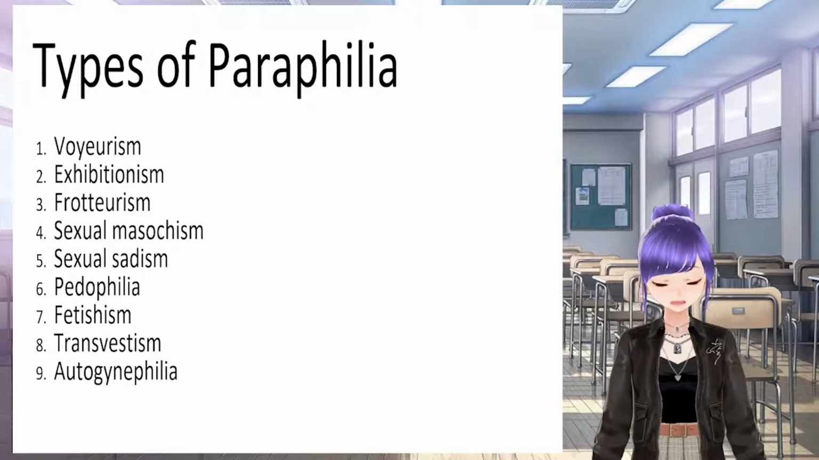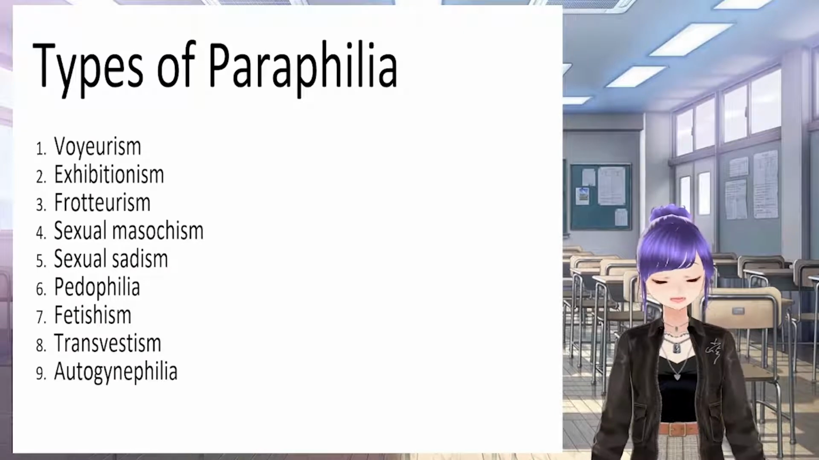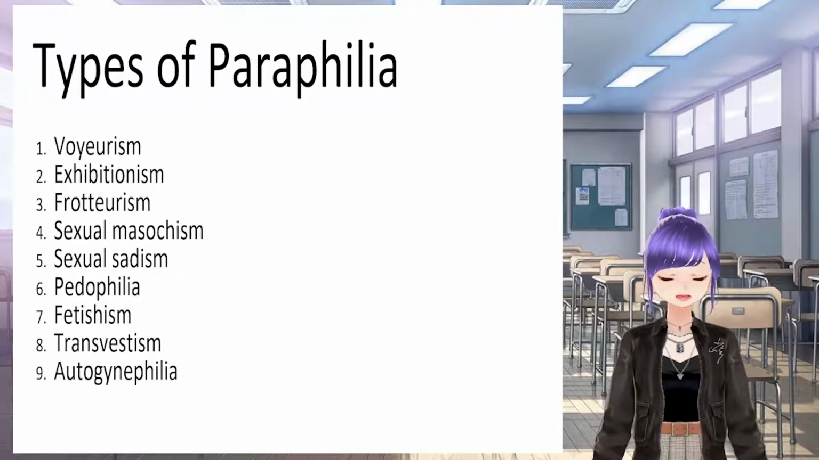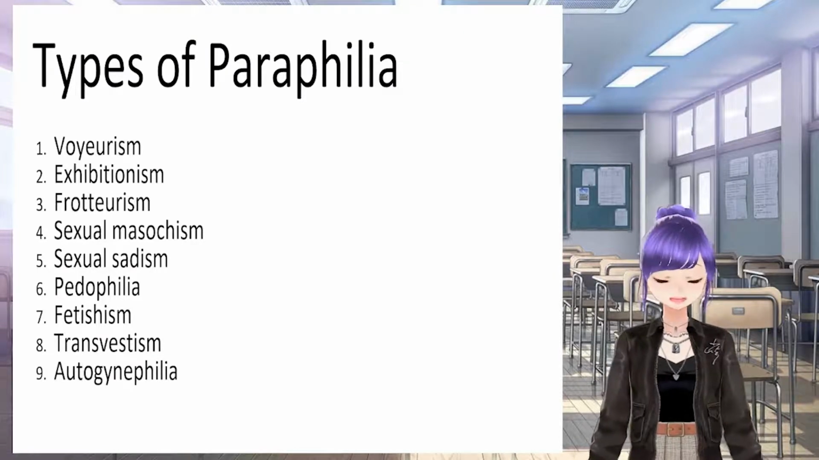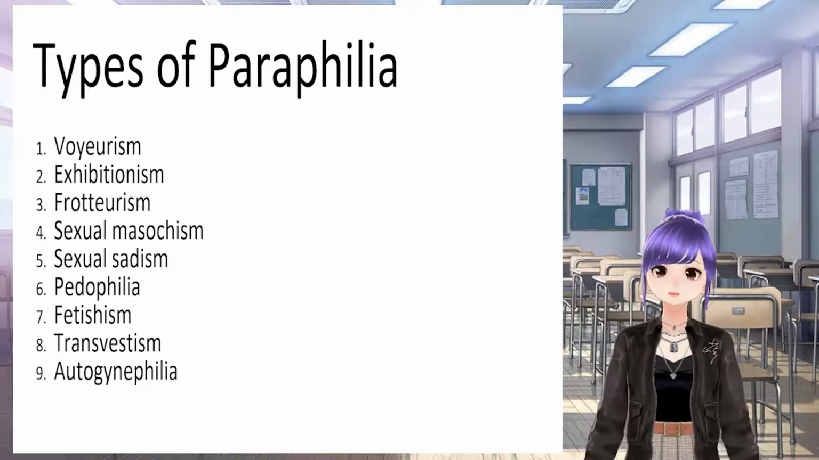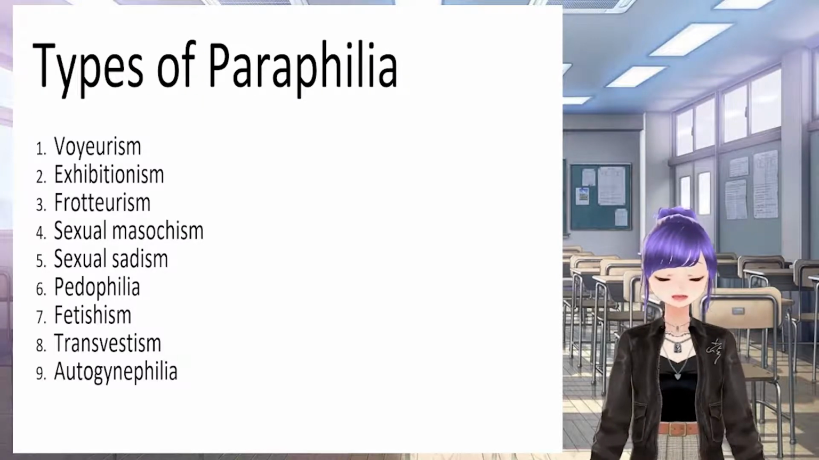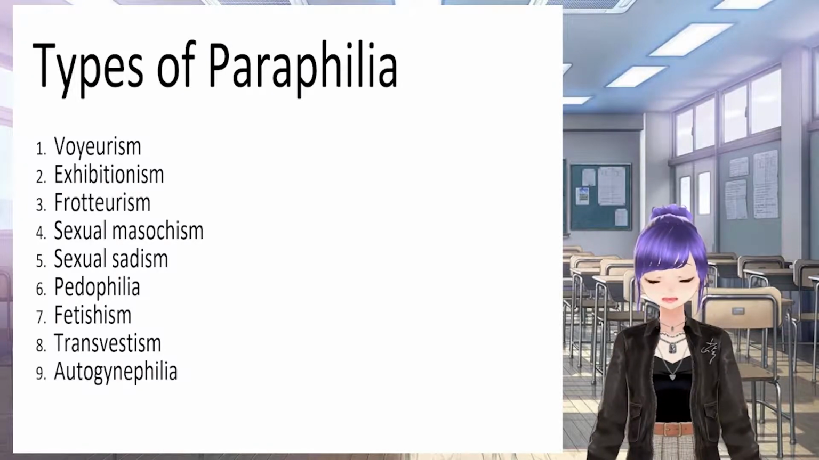Number 4, sexual masochism. Being humiliated, beaten, bound, or otherwise suffering. Number 5, sexual sadism. The physical or emotional suffering of another person. Number 6, pedophilia. Sexual activity with a child that is prepubescent, usually 13 years old or younger. Number 7, fetishism. Sexual fantasies with non-living objects or highly specific body parts, or partialism.